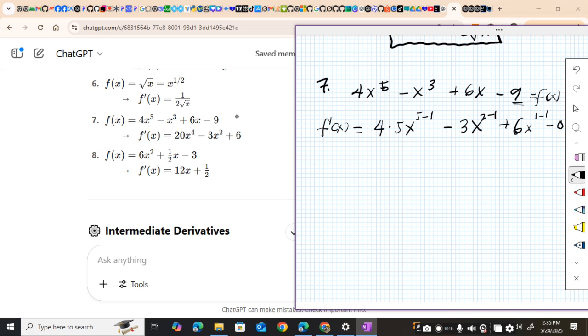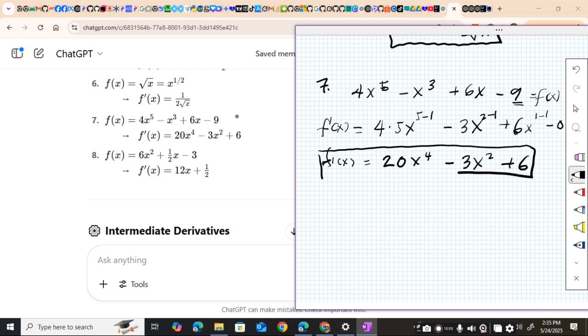Therefore, our first derivative is f prime that's equivalent to 20 x raised to the 4 minus 3x squared plus 6. 1 minus 1 is 0, so x raised to 0 is simply 1, so we don't need to write it anymore. So this is the final answer. 20x raised to the 4th minus 3x squared plus 6. It's also the answer of ChatGPT.